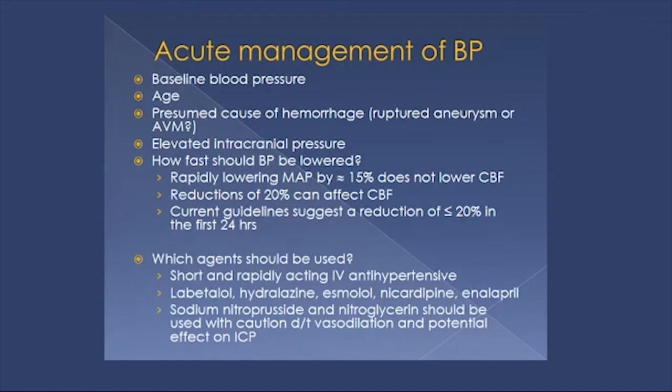So how fast should it be lowered? Different guidelines, I mentioned the guidelines from the American Heart Association. Other guidelines suggest that you should lower the MAP by about 15%. That does not change the cerebral blood flow, but if you go to more than 20%, there's alteration in the cerebral blood flow. That's why the guidelines suggest that a reduction of less than or about 20% should be achieved in the first 24 hours. In this case, you should use a short-acting, rapidly acting IV antihypertensive, because if you notice that the pressures are going too low, then a short-acting agent allows you to titrate more accurately.